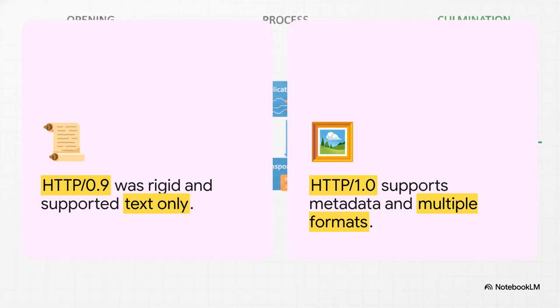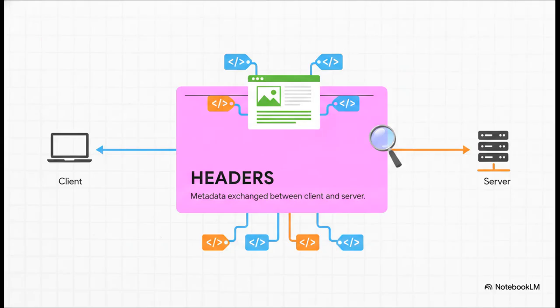So the leap to HTTP/1.0 was an absolute game changer. It essentially transformed the web overnight, from a basic document retriever into a highly capable application layer protocol. Suddenly, we moved from this dull, text-only world into an ecosystem rich with metadata and multiple formats. This is the exact transition that paved the way for the highly visual, dynamic internet we use every single day. How did they pull that off?